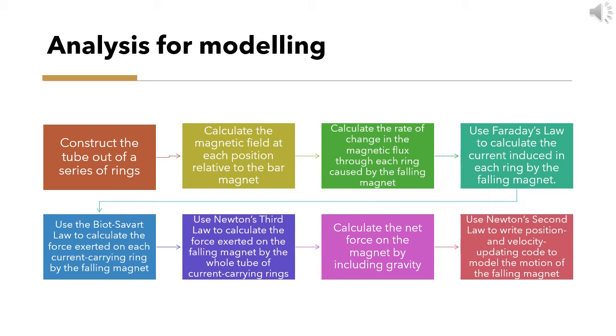We can extrapolate the force from this induced current using the Biot-Savart law. We can relate the force on each ring to the force on the magnet by using Newton's third law. From there, all we need to do is calculate the net force by including gravity, and then we can use Newton's second law to update position and velocity, finishing our model of the magnet falling.